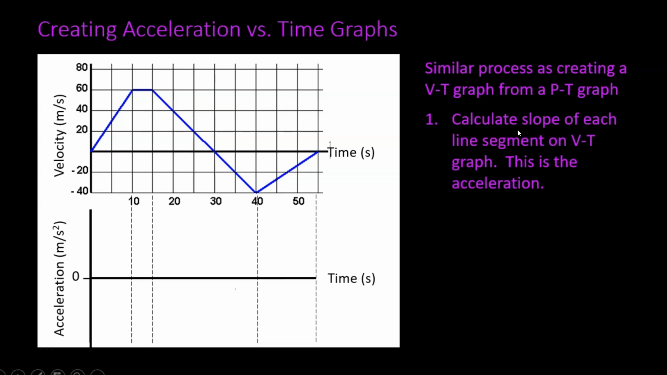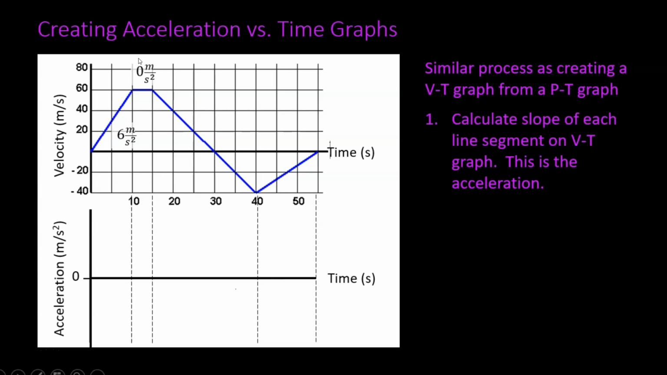First, we need to calculate the slope of each line segment on the velocity time graph. So we have 1, 2, 3, 4 line segments. So we're going to go ahead and calculate the slopes. For this first section, we have a rise of 60 meters per second, and we have a run of 10 seconds. So the rise divided by the run is going to give us a slope of 6 meters per second squared.